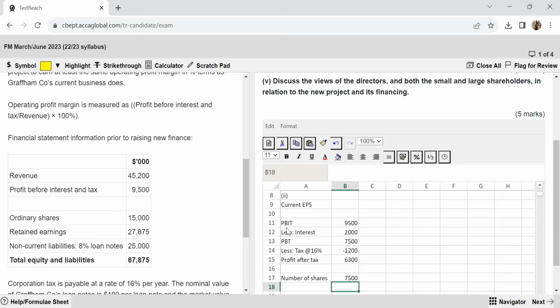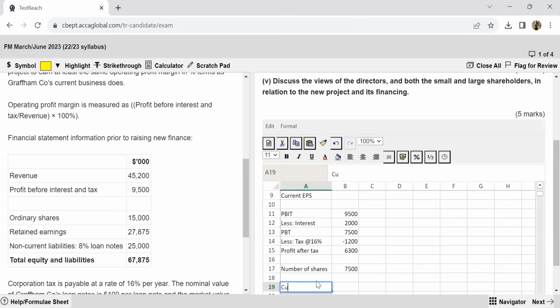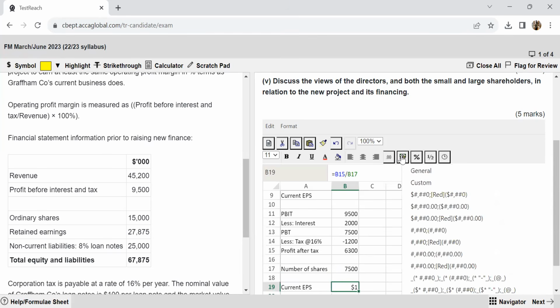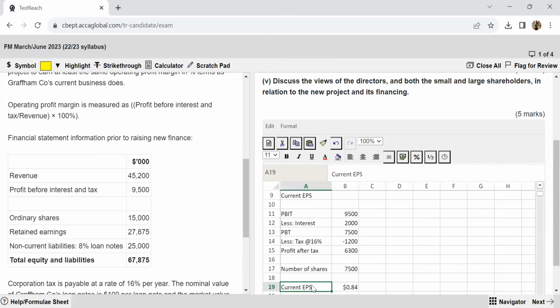Now my EPS is very simple. I just have to divide my profit after tax by the number of shares to find out my current EPS. So my current EPS equals 6,300 divided by 7,500, and this will give me an EPS of $0.84. I can also format this as currency with two decimals, so it looks better. So current EPS, and I can also highlight that this is my final answer.